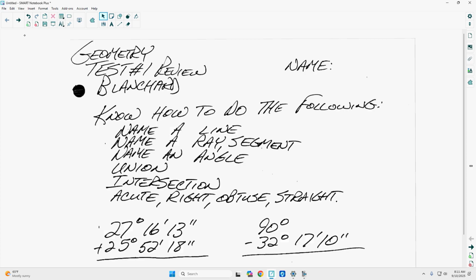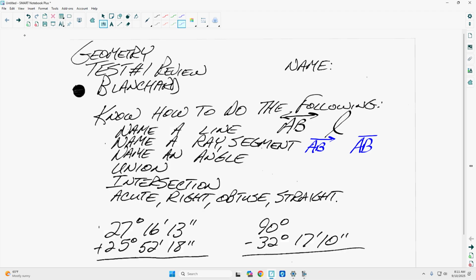Can you name a line? You could name a line like this, but just make sure you put little arrows over it. Or you could call it line L if there was a lowercase L. If I said name a ray, that would be AB with an arrow over just one side. Or a segment AB doesn't have any arrows at all.